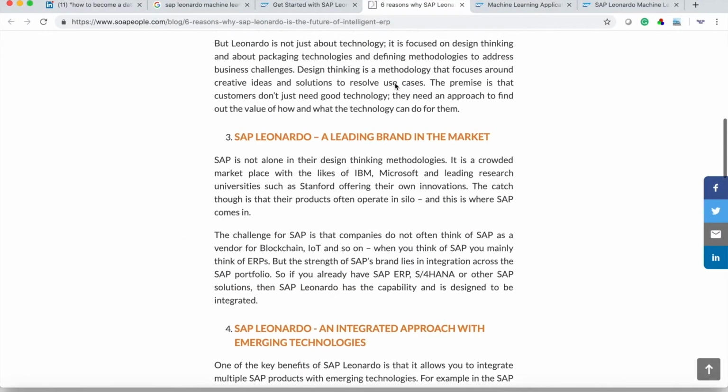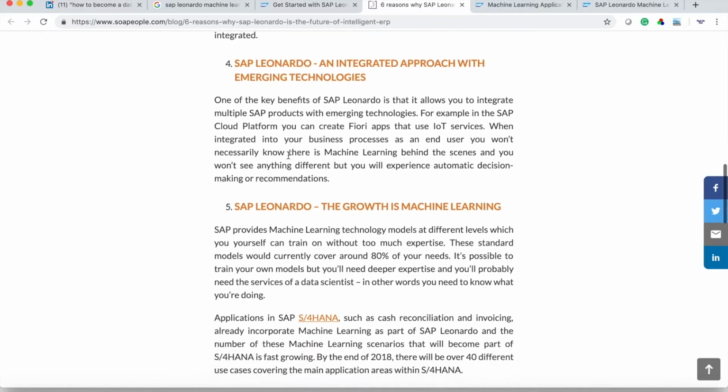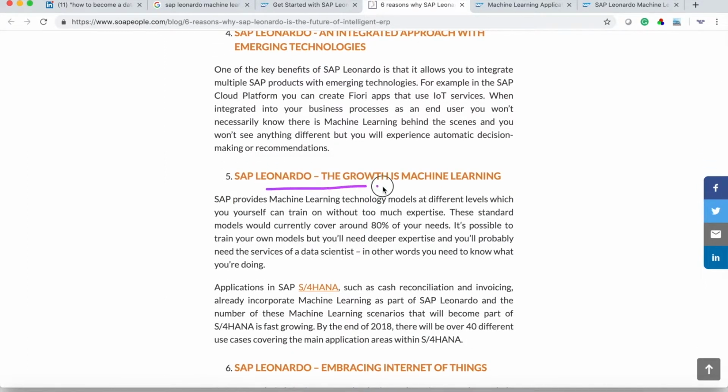I have been seeing some posts here which say six reasons why SAP Leonardo is the future of intelligent ERP. It says that SAP Leonardo is the growth of machine learning, which is going to utilize the S4HANA database and do all the machine learning stuff in future. It started by 2018, and by 2020 definitely this SAP Leonardo will be at its peak as far as concerned.